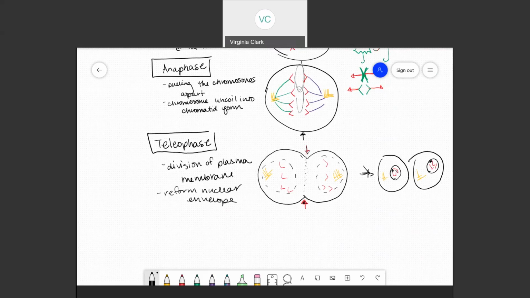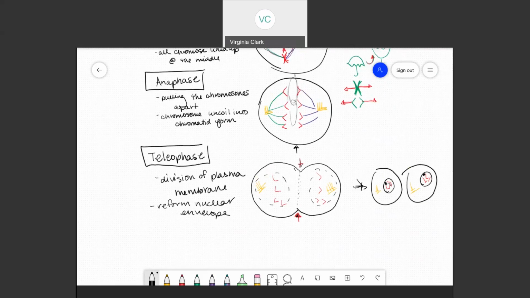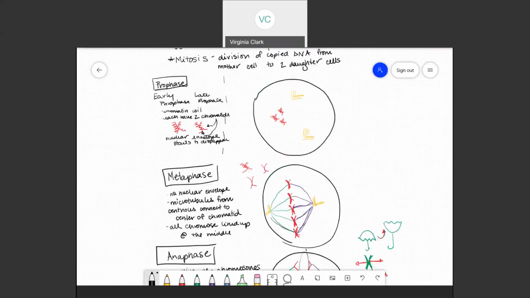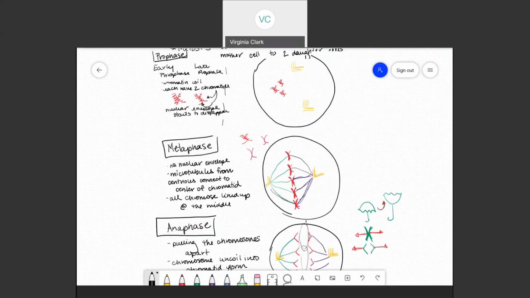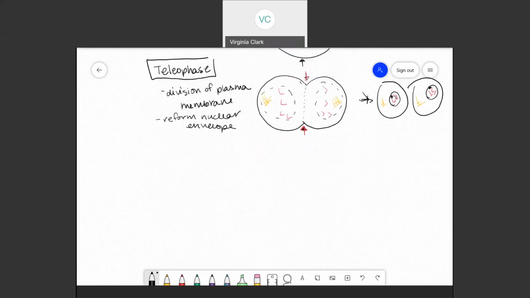During this entire process, I said that this was going to be the process of mitosis, and mitosis was the division of the DNA. So going from the mother cell to two daughter cells. So there's two parts to this cell division. We had mitosis, which was dividing the actual DNA, so that's these processes. And then the second process is going to be called cytokinesis.